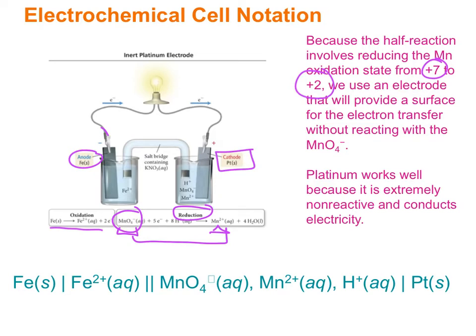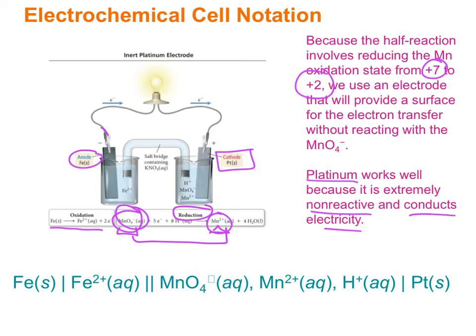So because it's staying as an ion, right? It's not turning into a solid metal. It's staying as that and then turning into another ion, just with a different oxidation number. You need an electrode that allows the electrons to be transferred, right? So what we use is platinum. It works really well. It's very non-reactive. It conducts the electricity you need, meaning it conducts the electrons. It lets the electrons flow.